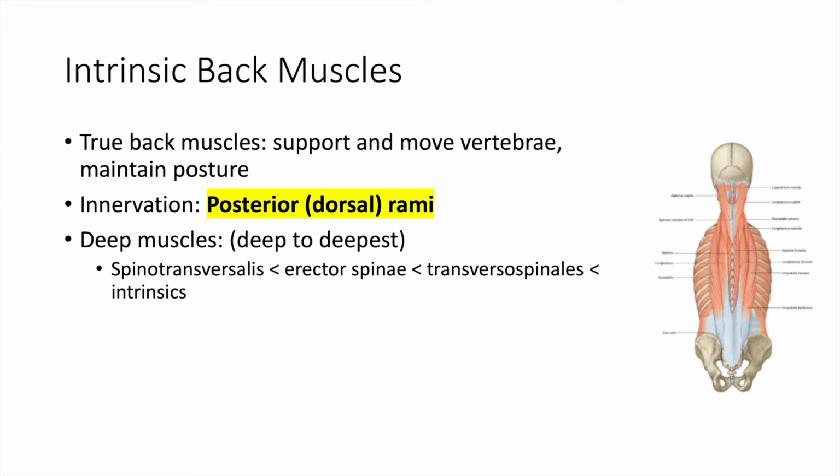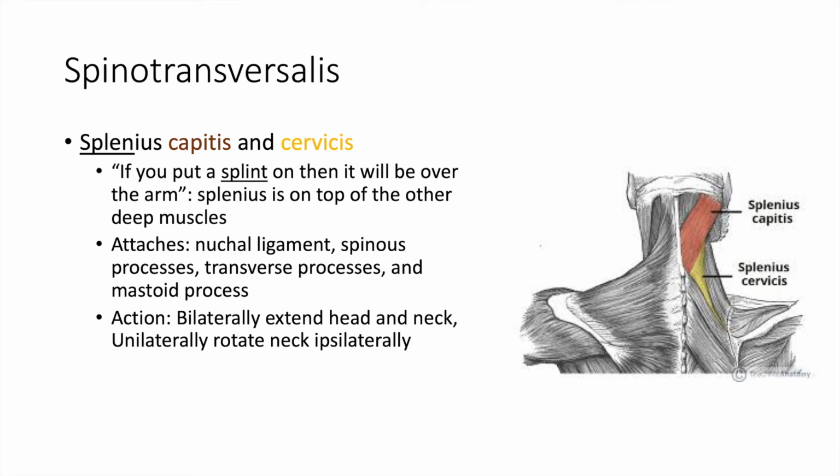They're deep muscles. From deep to deepest, we're going to go spinotransversalis, then deeper, erector spinae, then deeper, transversospinalis, and then our intrinsics. Let's start with spinotransversalis. We've got splenius capitis and cervicis.